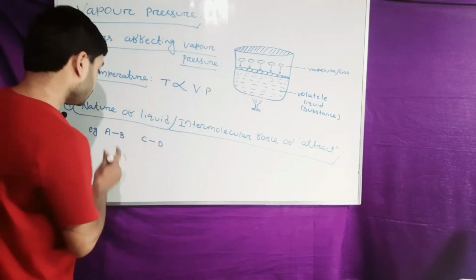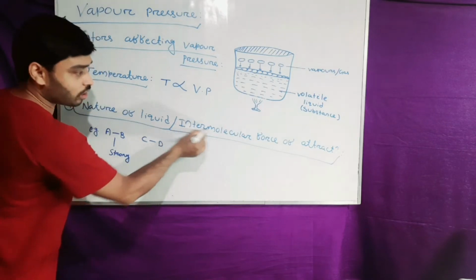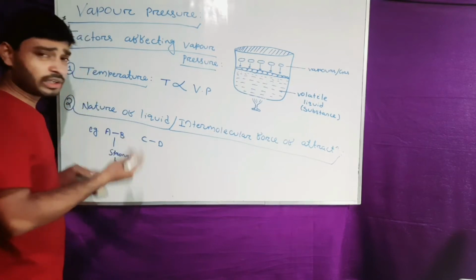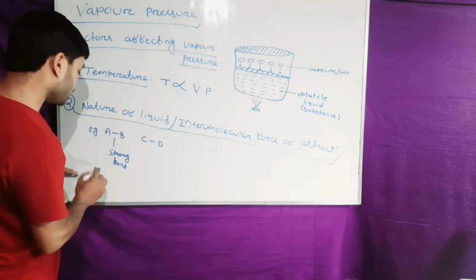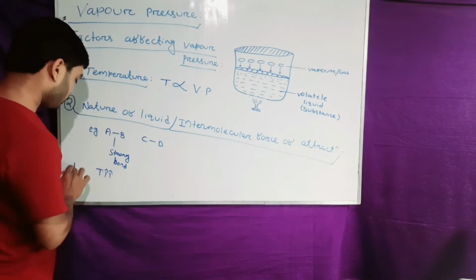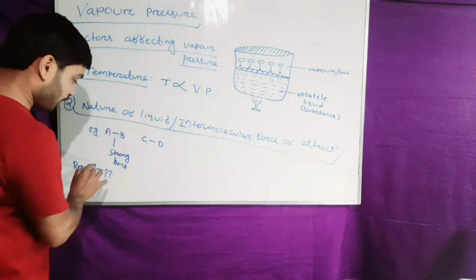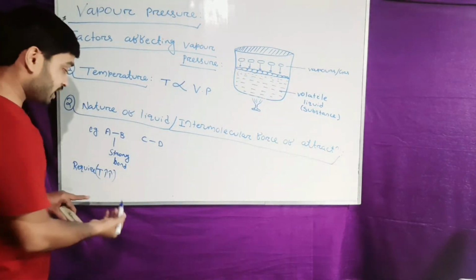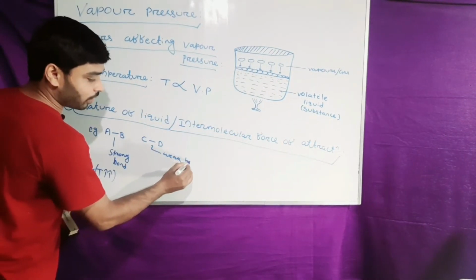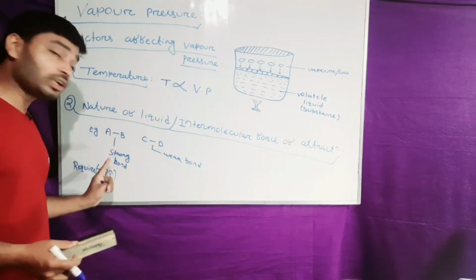Here I am writing: strong bond is present. So due to the presence of a strong bond, it will require maximum temperature to get vaporized. But if it is a weak bond, at that condition the weak bond will readily vaporize at low temperature.